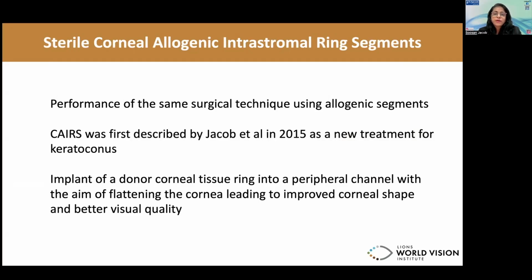It was first described by me in 2015 as a new treatment for keratoconus, and since then it has become really popular around the world. What is done, of course, is that you implant donor corneal tissue into a peripheral channel. This donor corneal tissue flattens the cornea and leads to an improved corneal shape, less irregularity of the cornea, and all of this results in better visual quality.